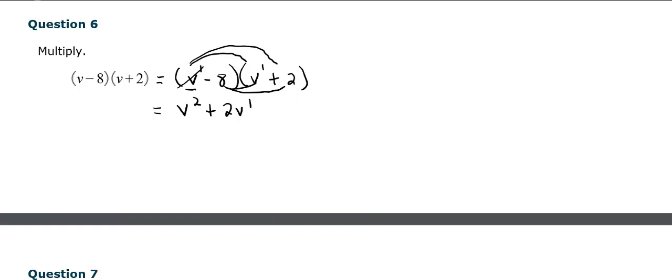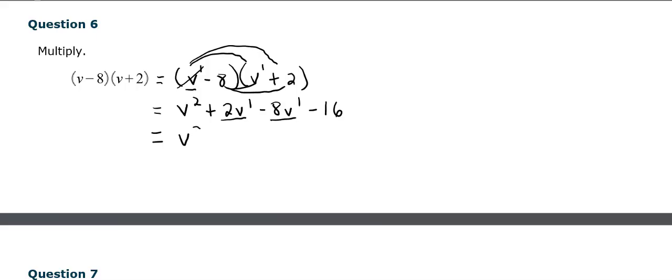So negative 8 times v to the first is negative 8v to the first, and negative 8 times positive 2 is negative 16. So next we collect like terms, and there's only two terms that are like, and those are the ones that have the v to the first.